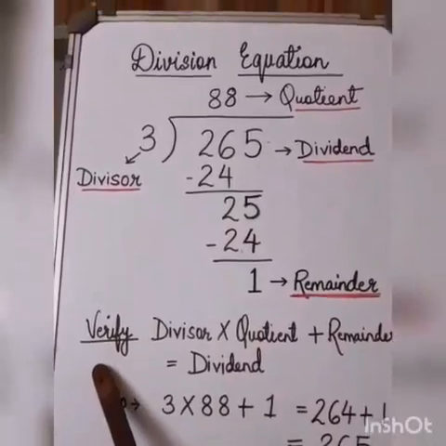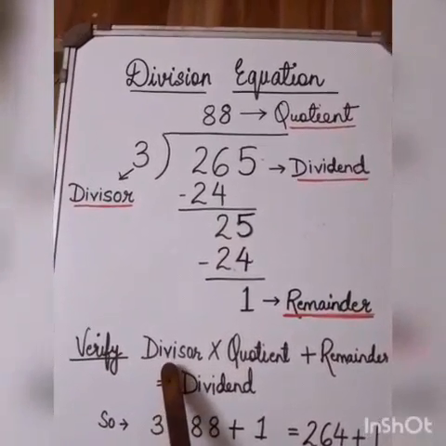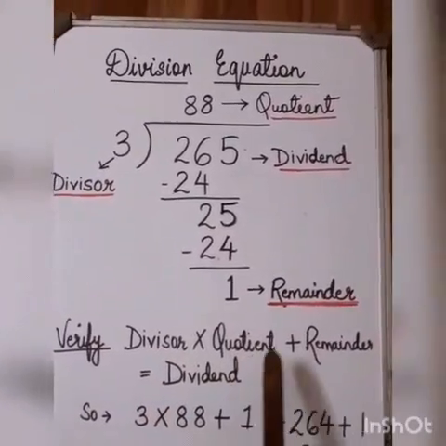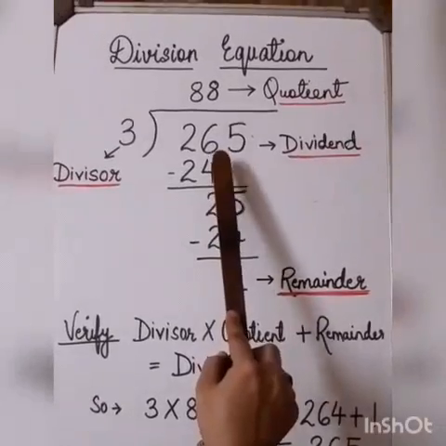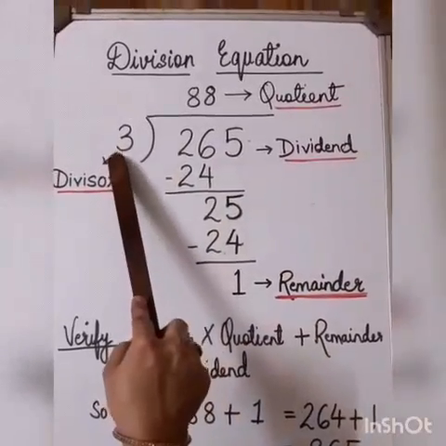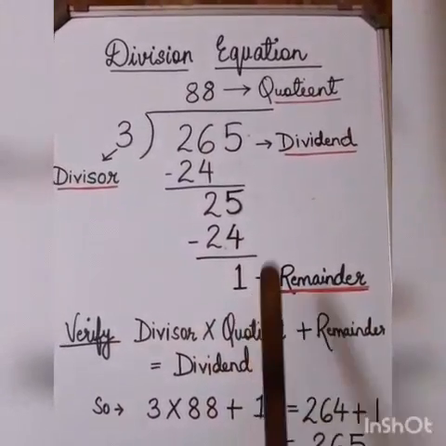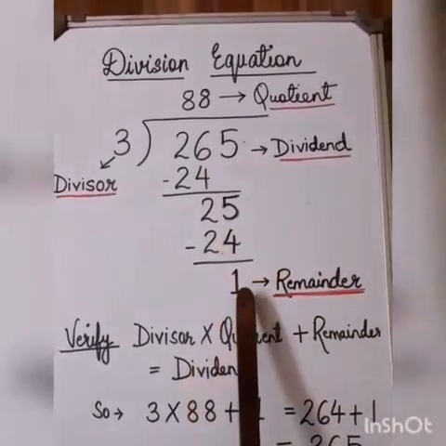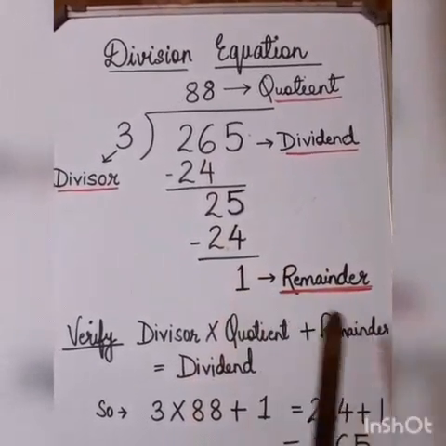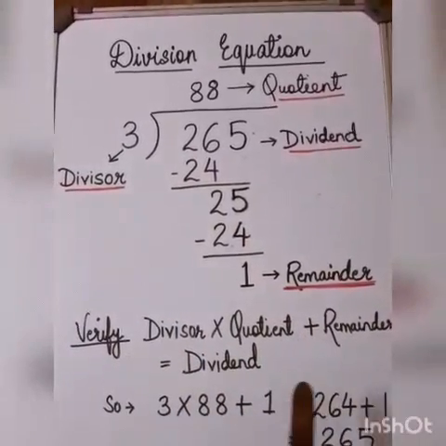Now how to verify it? You have to follow a rule, that is divisor into quotient plus remainder, and you will get the dividend. If you multiply the divisor with the quotient and then add the remainder with it, you will get the dividend. If you are getting the same number, you have done the division correctly. But if you are not getting the same number, you have not done the division correctly.